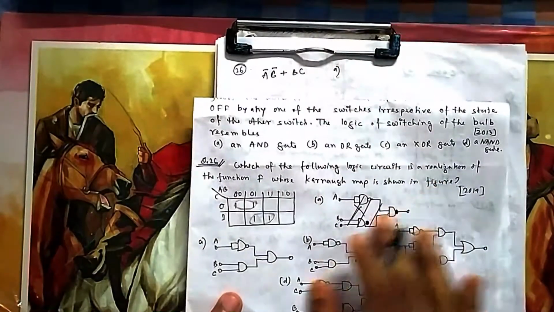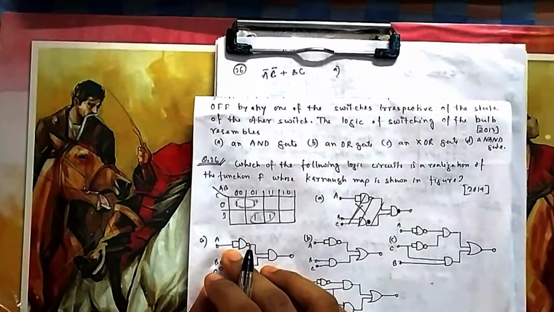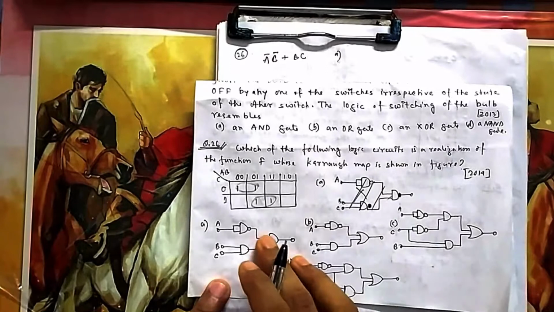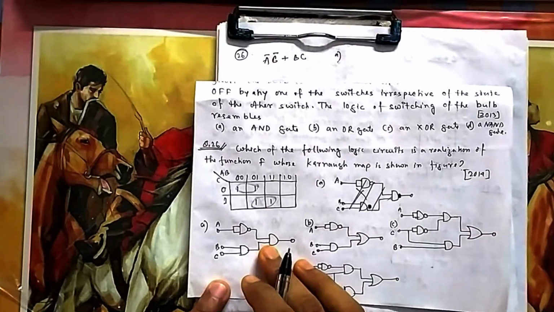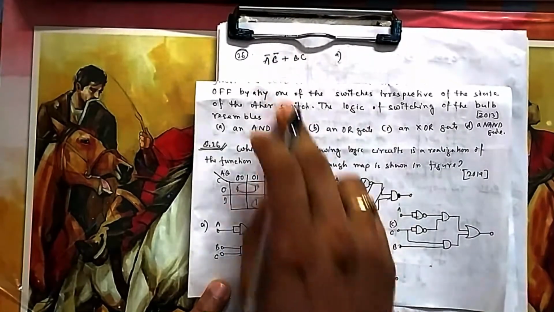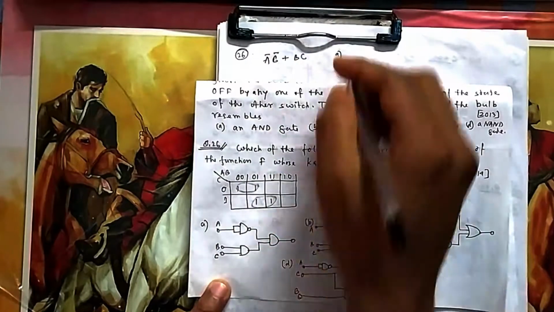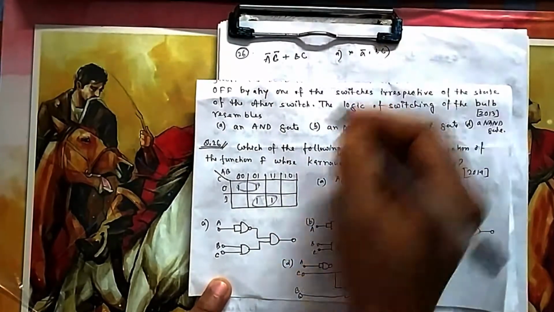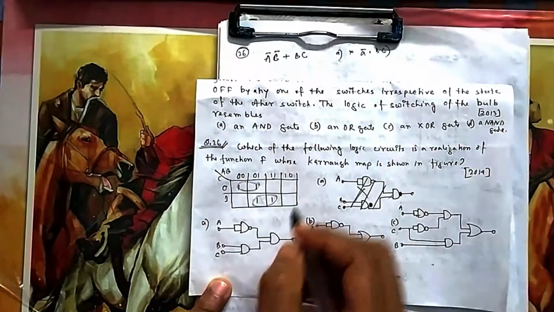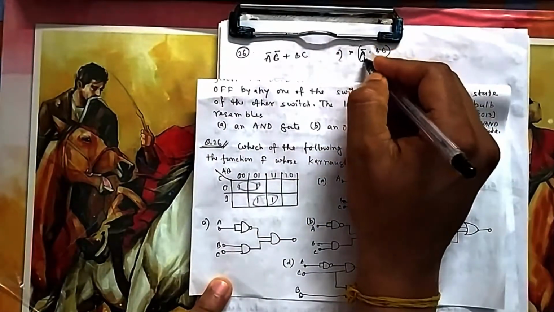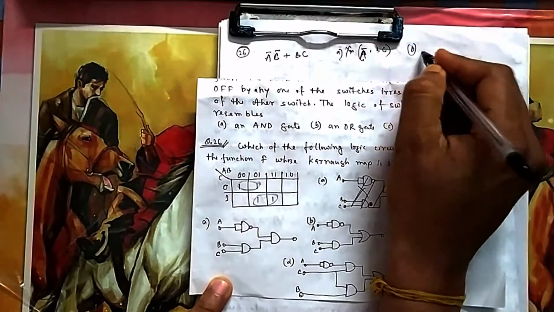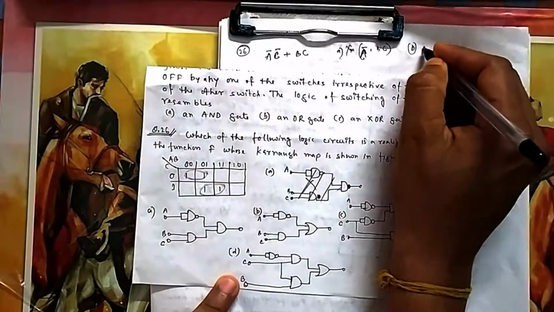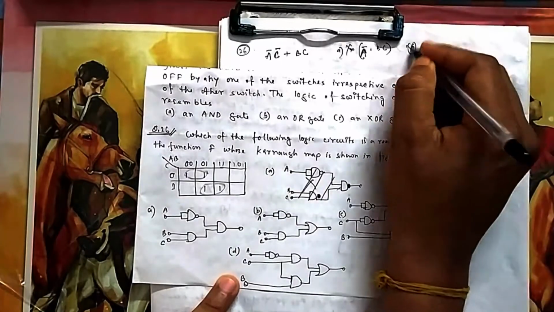If you see option A, what is there? It is A bar and BC multiplied, and it is not A bar C bar. So it is not the answer, obviously. Option A is getting A bar multiplied by BC. This is A bar, this is BC, both are multiplied. So obviously A is not the answer. Option B, what is it giving? A bar plus BC. Obviously this one is also not the answer.